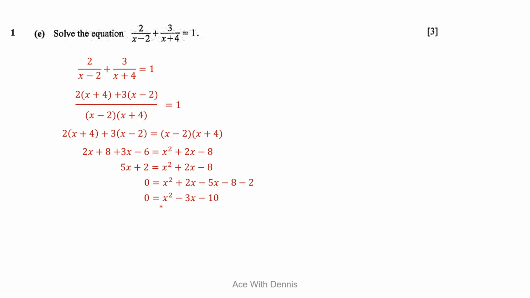When I look at this expression, x squared minus 3x minus 10, I think about factorizing it to solve this equation. From here, we can factorize it as x plus 2 times x minus 5, which equals 0. Then we can say that x plus 2 equals 0 or x minus 5 equals 0. Hence, the solution is x equals negative 2 or x equals 5.